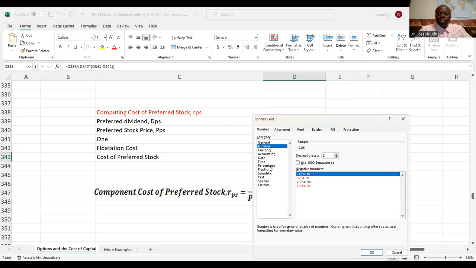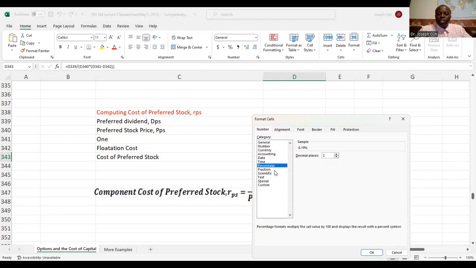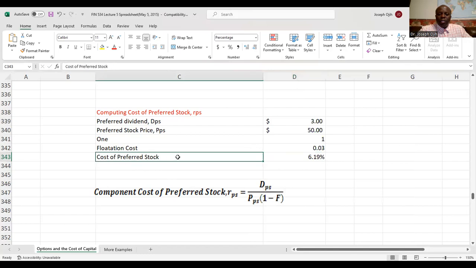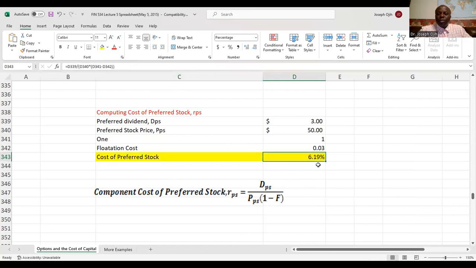Actually, I'm going to choose percentages. Just percentage. Choose percentage here, and I click OK. That gives me the answer, which is 6.19%. So the cost of this preferred stock is 6.19%. You can see how simple it is to calculate it.